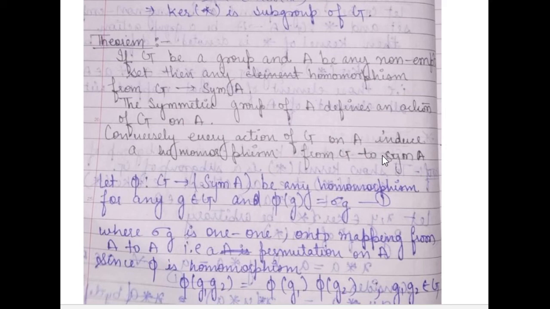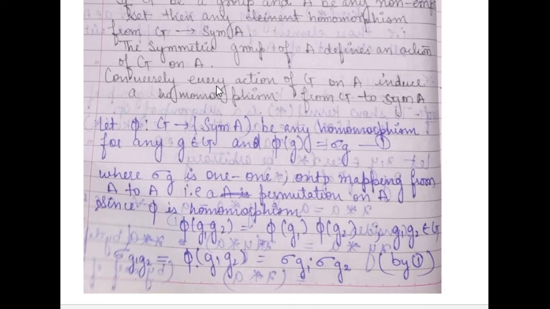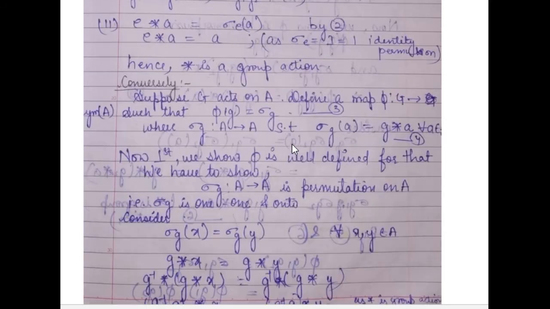In the previous theorem, we assumed that there is a homomorphism from G to Sym(A), and then we showed that there is a group action, G acts on A. Here, conversely, we first assume an action of G on A and show that it induces a homomorphism from G to Sym(A). So we consider that G acts on A, so there must exist a mapping from G cross A to A, which satisfies the two properties.